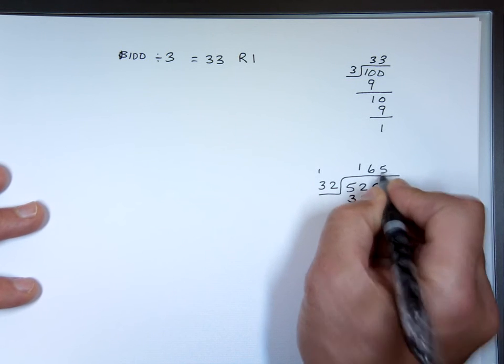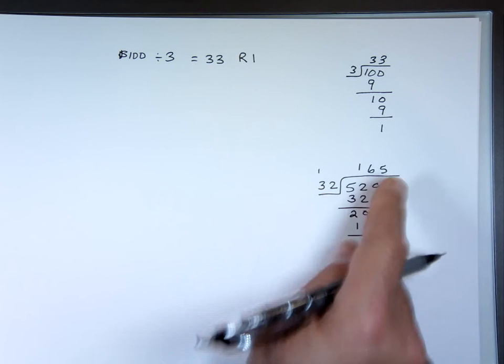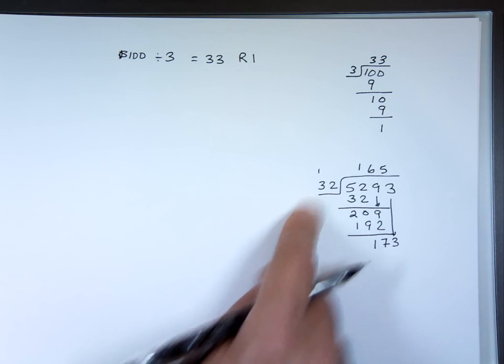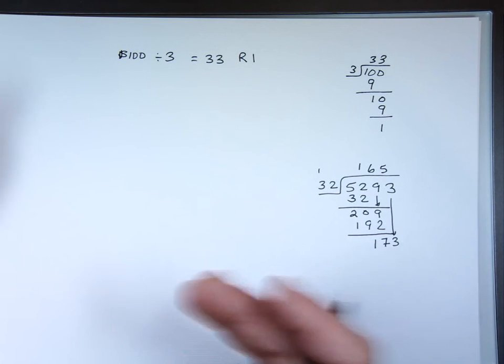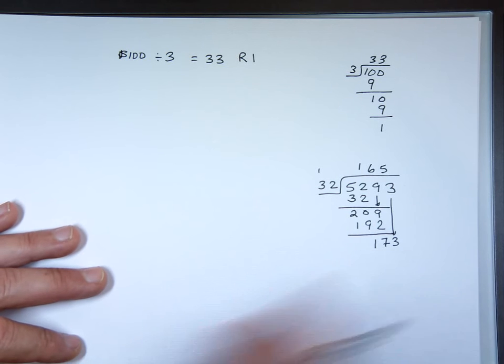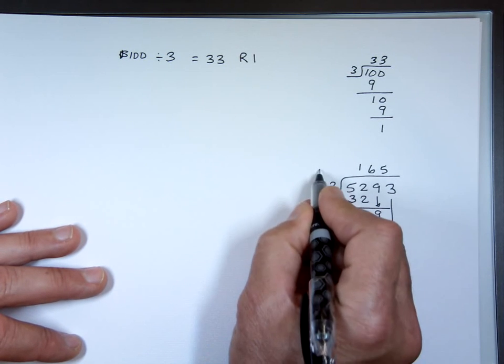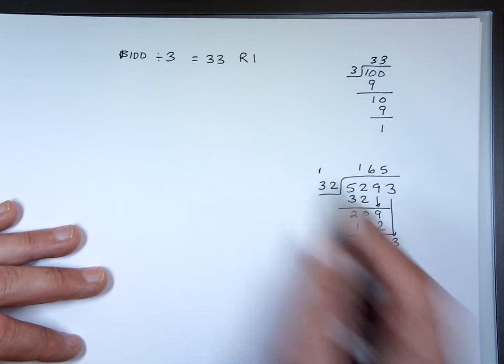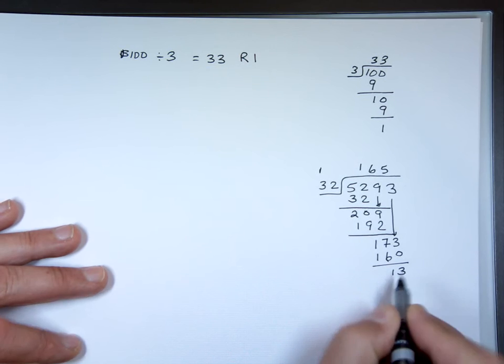5 times 30 is 150. 6 times 30 is 180. So maybe between 180 and 150. So 5 times 2, 10. 0 carry 1. 5 times 3, 15, 116.